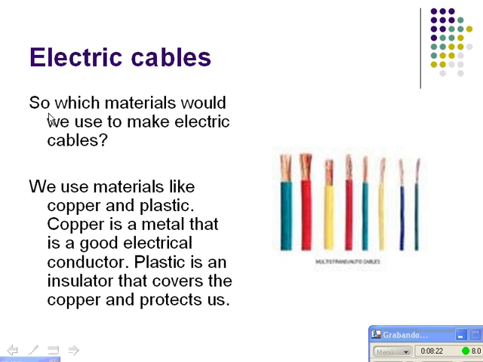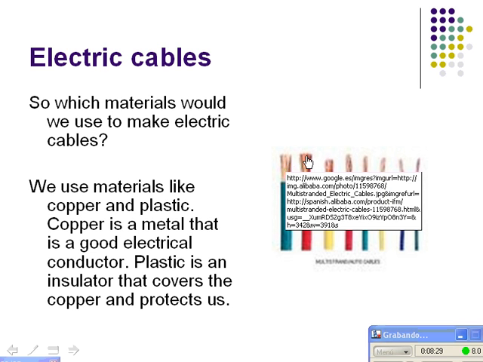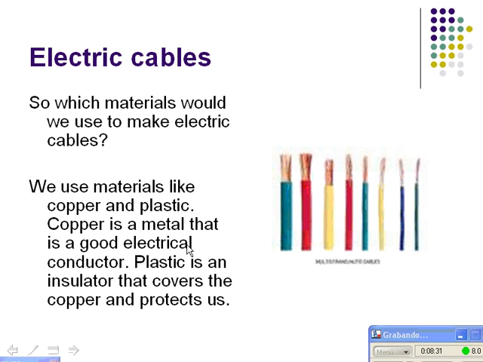Electric cables. So which materials would we use to make electric cables? We use materials like copper and plastic. Copper is a metal that is a good electrical conductor, and plastic is an insulator that covers the copper and protects us.